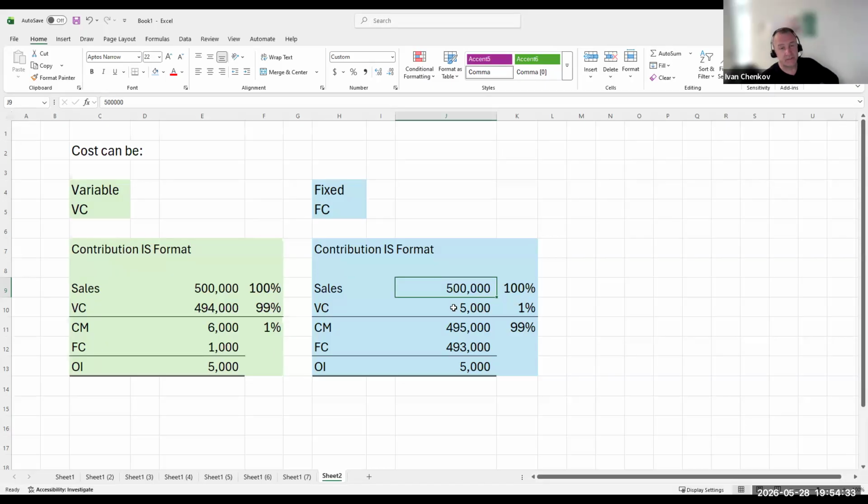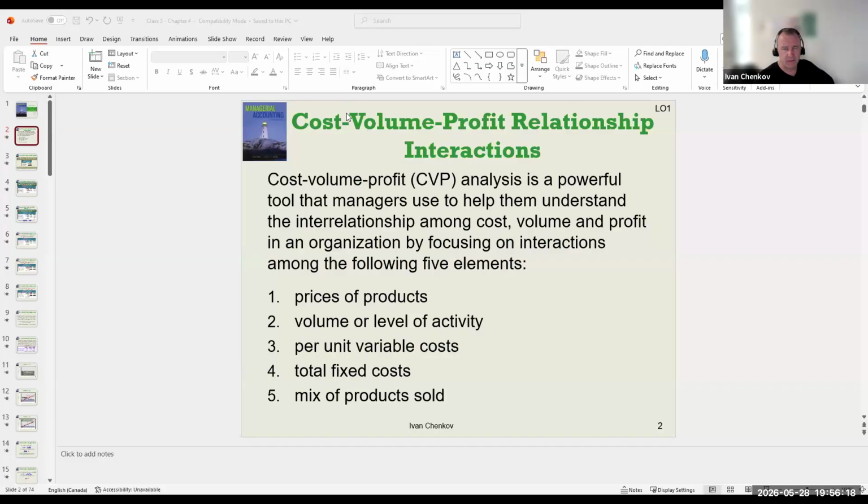The last thing that is left is the mix of the products, but I'm going to leave it for the time when we go back to the slides. So that's in general cost volume profit analysis. Now we're going to see a different perspective through the slides when I start covering them. Now let's go. Cost volume profit analysis, again, the perspective through the slides.